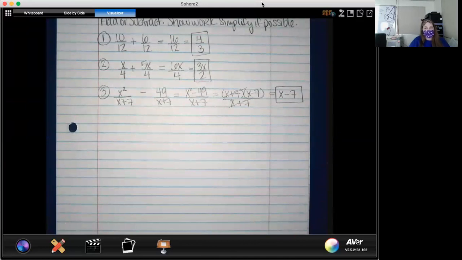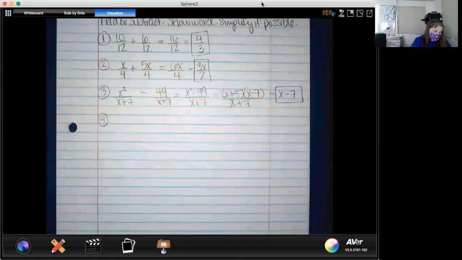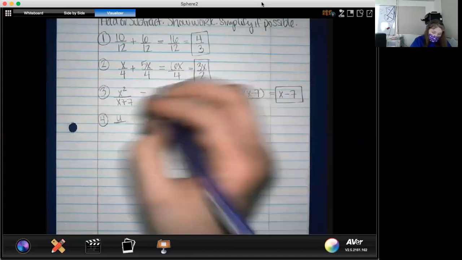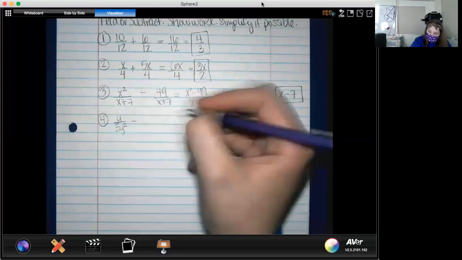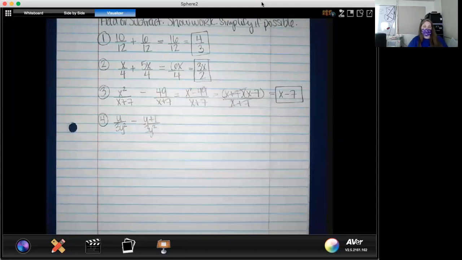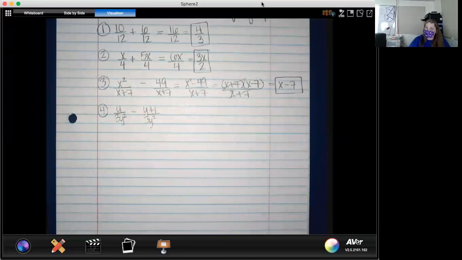Now with number 3, we're only subtracting one term. Let's see on number 4 how that changed when you subtract more than one term. So number 4, we have y divided by 3y squared minus y plus 1 divided by 3y squared. How will that change when I have to subtract in this scenario?